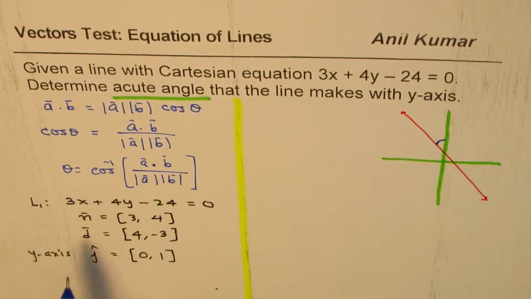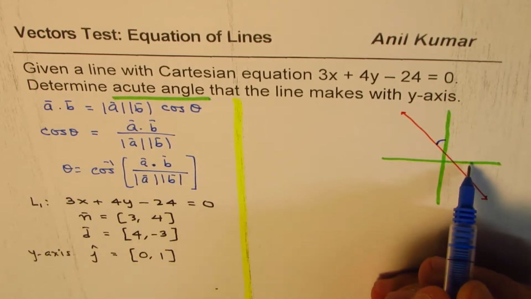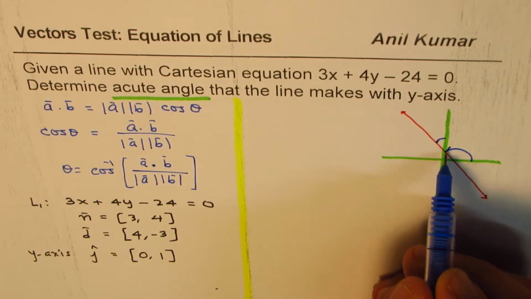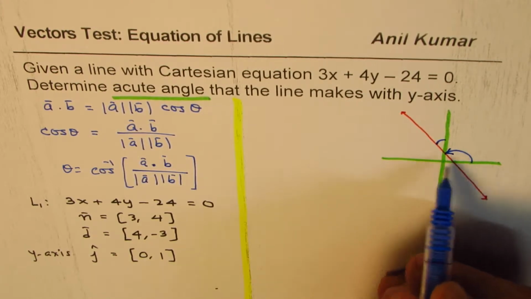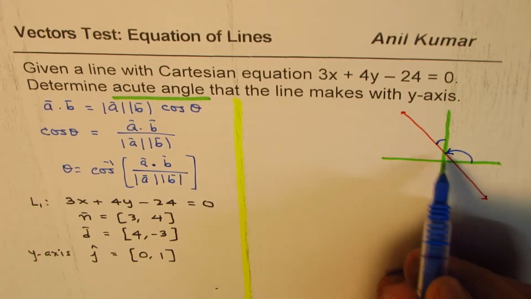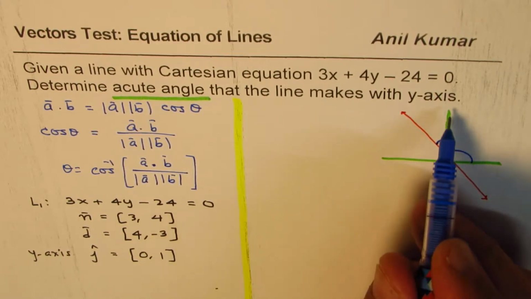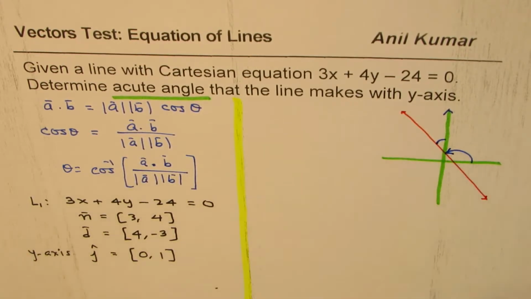When we are talking about this theta, we are talking about the principal angle, which may be more than 90. So in that case, we have to consider the acute angle which the line makes with the y-axis. Do you see that, right? So that is what we are looking for. Okay, now let's begin to solve the question.